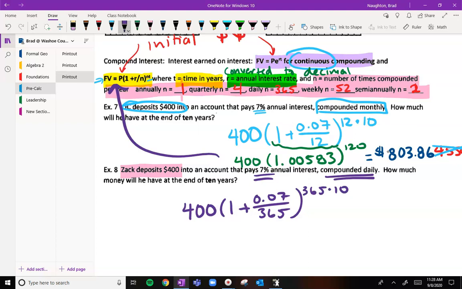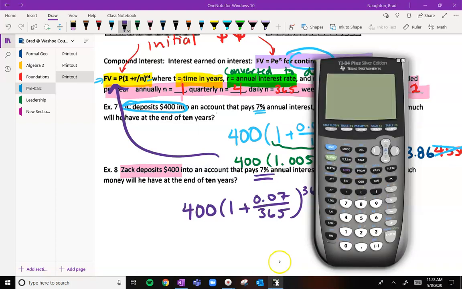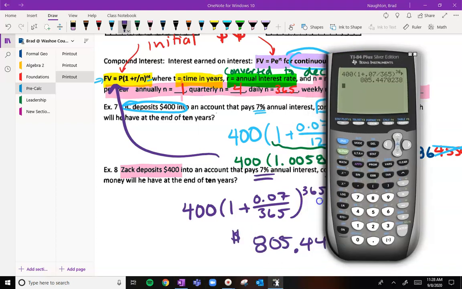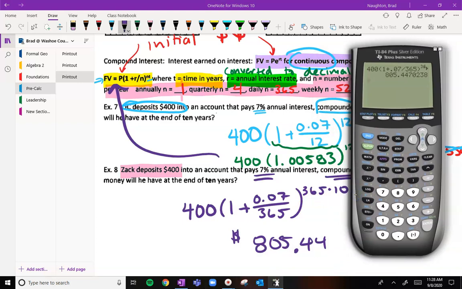Like I said initially, you can do this by hand or plug it in the calculator, so let's show you how to do that on the calculator. Let's get out of the grapher. So 400, and then parentheses, 1 plus 0.07 divided by 365. Hit the caret button to go up to making an exponent, 365 times 10. And we're going to get 805.44, and then I'm going to stop there. Notice my calculator gives me some fractional cents. Well, the bank's not giving me that. Let's keep this a real-life example, so let's keep it right there.